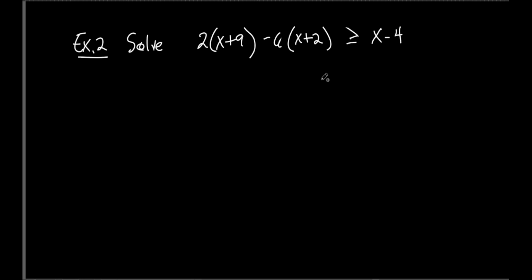All right. So what I want you to do is solve it. Don't worry about the graphing right now. We'll just graph it together. But I want you to solve for x. Yes, it is a 6. So it's 2 parentheses x plus 9 minus 6 parentheses x plus 2 greater than or equal to x minus 4. All right, go ahead and work on it. Give you 1 minute. Go.